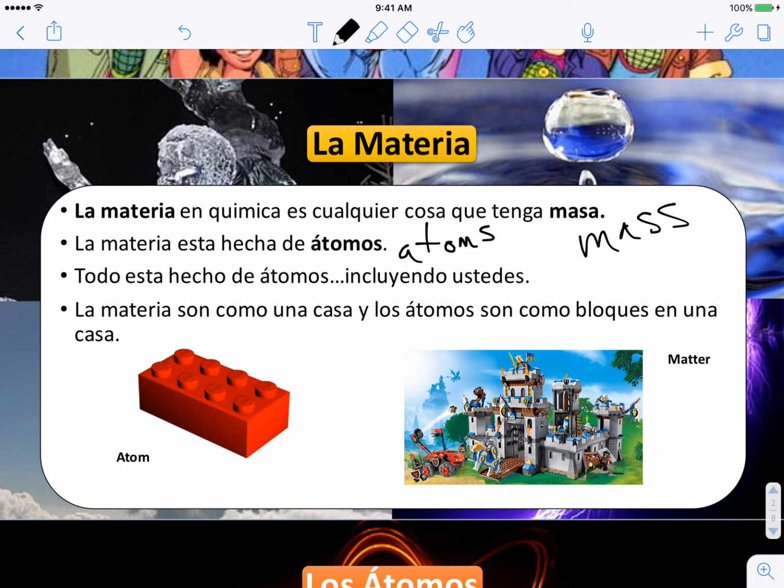Matter, or la materia, son como una casa y los átomos son como bloques en una casa. So basically what I'm saying is an atom is like a block, and if you put a lot of these blocks together, you're going to get a house. Atoms are the building blocks of all things.